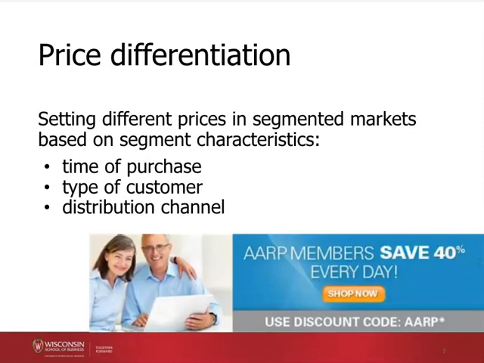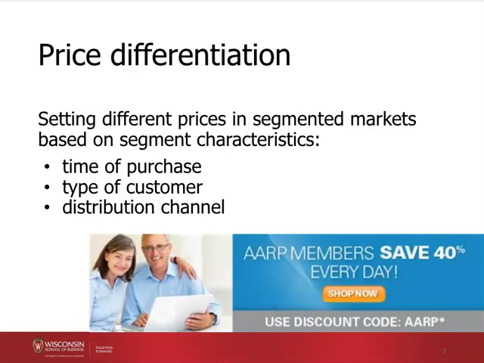And then, of course, there's price differentiation, where you can set different prices in segmented markets based on characteristics. If you know that certain types of people tend to purchase products at specific times, or there are different characteristics, or they're using a different distribution channel, you can then offer mechanisms in which people will pay different prices. Here's a really simple example in which this particular product is offering AARP members a discount.